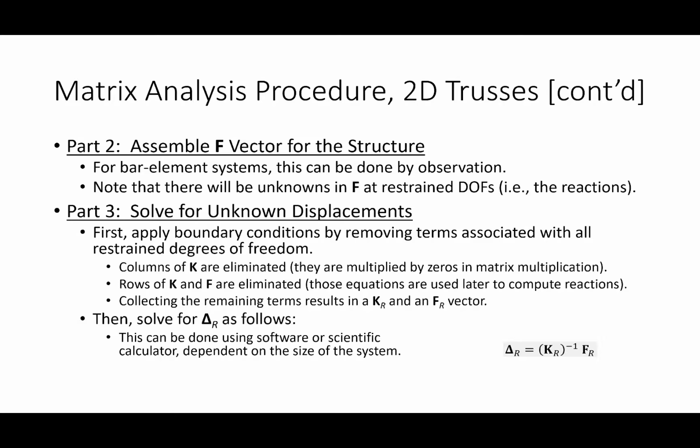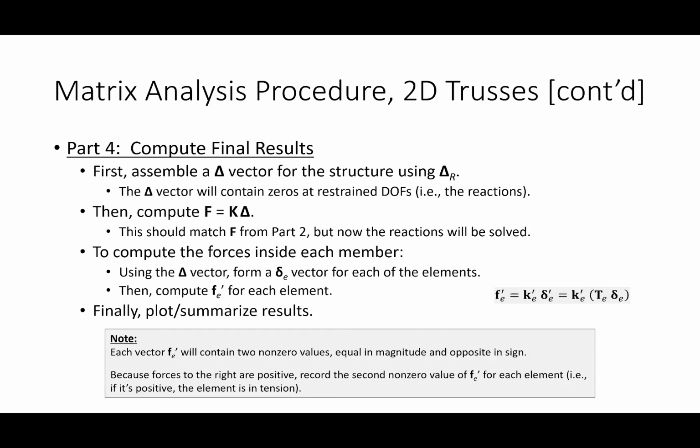Software loves to do that. I don't expect anybody to do that by hand. Then we basically back substitute. So we write a delta vector for the system as a whole, go back to the K matrix for the system as a whole, and do K times delta to recompute F. And when you recompute F, you'll end up solving for all of the unknown reactions that you didn't have before. And we'll clear that up with our example today.